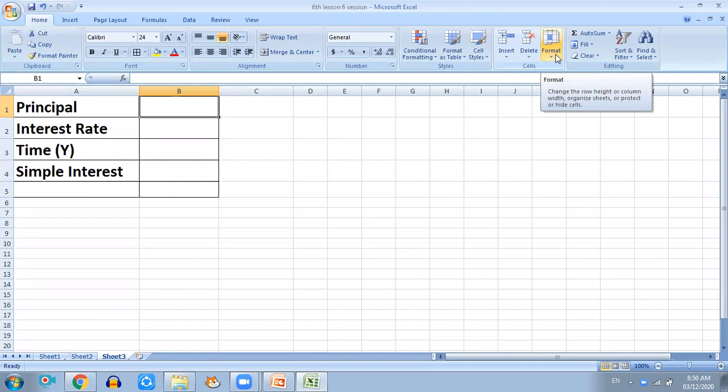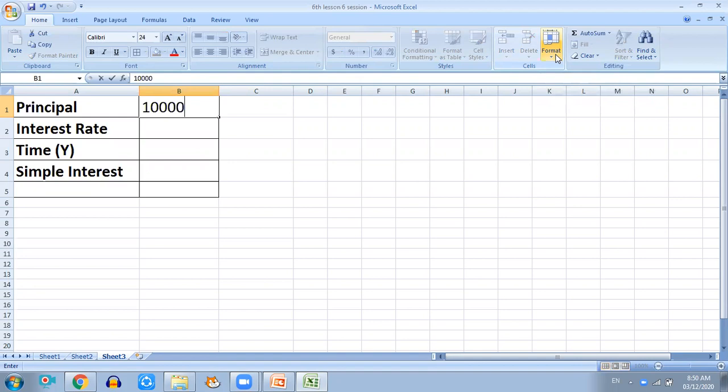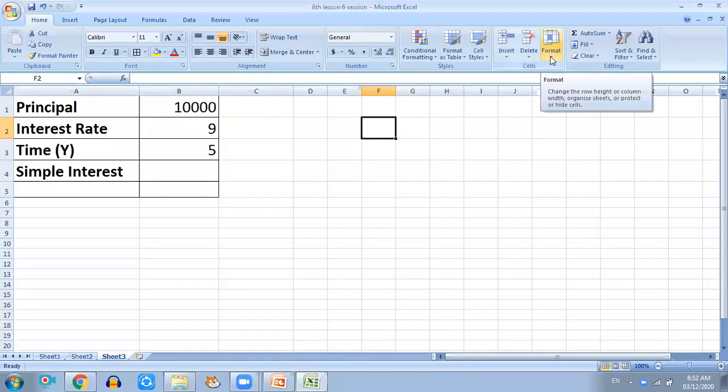So here we are going to insert the principal amount, that is 10,000. Okay. And the interest rate is 9%. And the time period is 5 years, and we are going to calculate with the help of a formula. So we should know how to calculate the simple interest. The simple interest formula is principal multiplied by interest rate multiplied by time, upon 100.